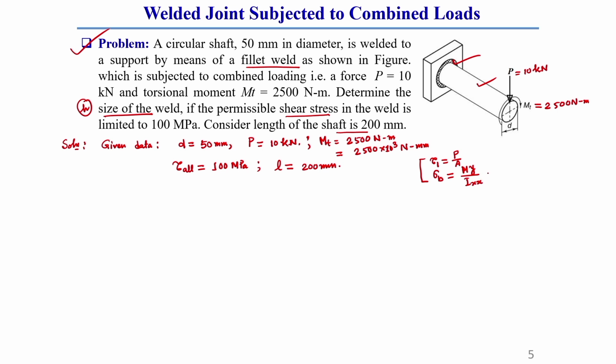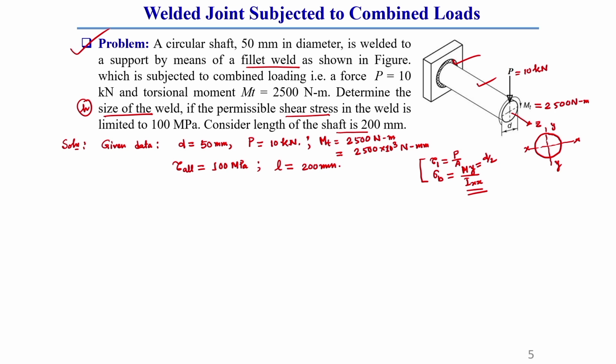If we consider this as our z axis, this as our x axis and this as our y axis at the weld, then always keep in mind that we need to consider I x x, and y we need to consider as d by 2, or the radius r of the shaft. This is due to the direct load P.